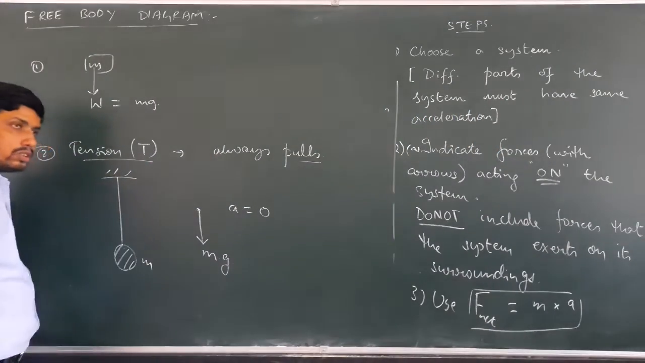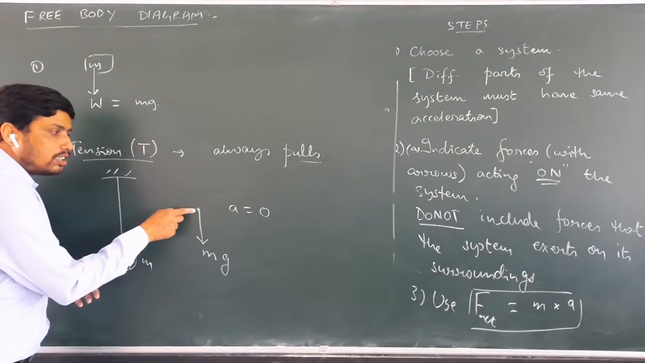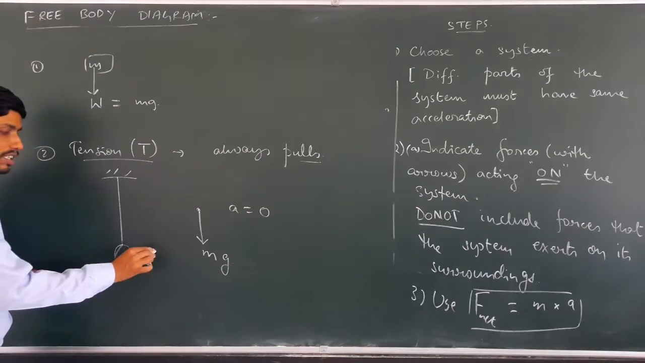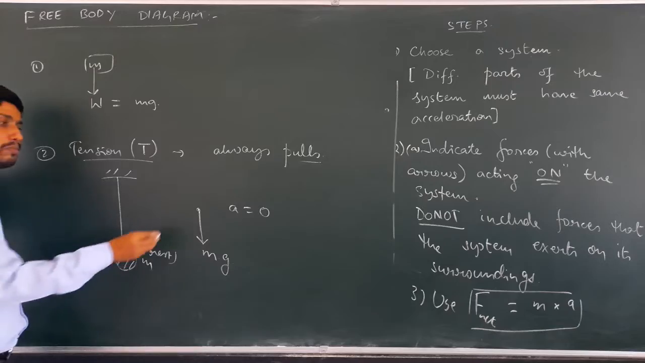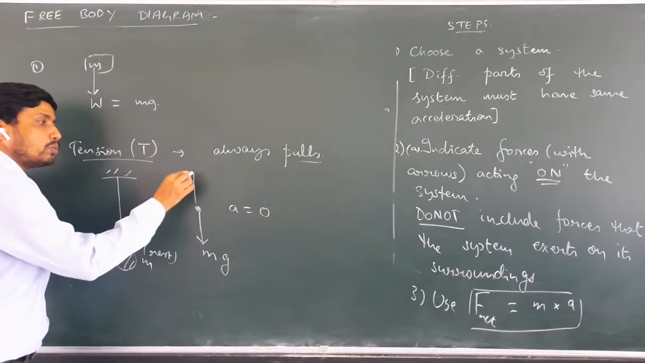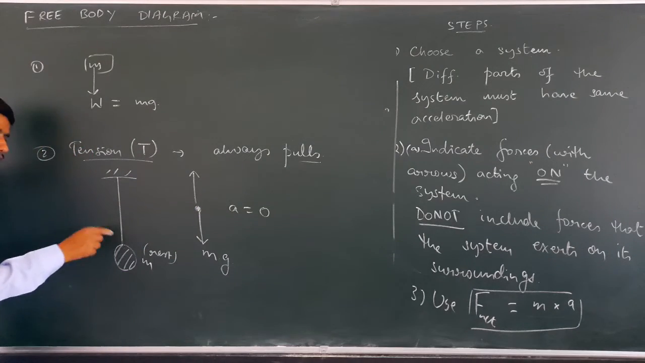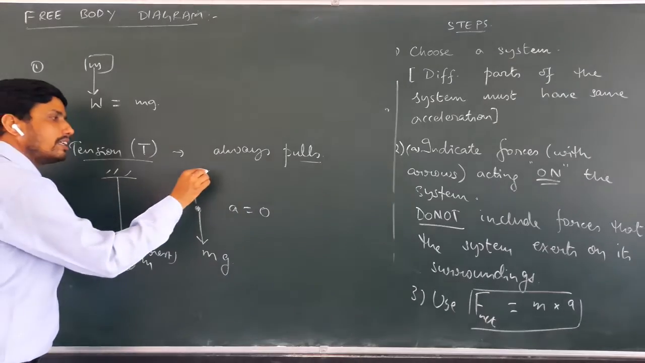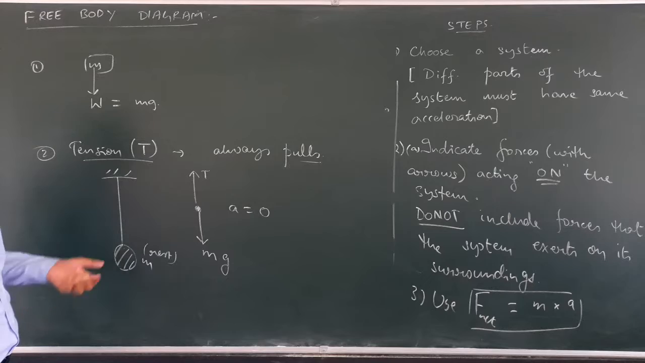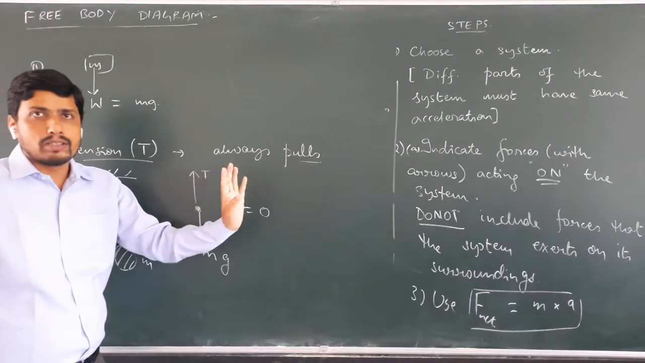Is there any other force? There must be. Why am I telling there must be? Because if there is no other force, this mass should move in the direction of mg, but it is at rest. That means there must be some force which is balancing this force, and that force must be in the upward direction. Who is exerting that force? The string. What is the name of that force? Tension. Is this string pulling this mass or pushing this mass? It is pulling it upward. As I told, tension always pulls.